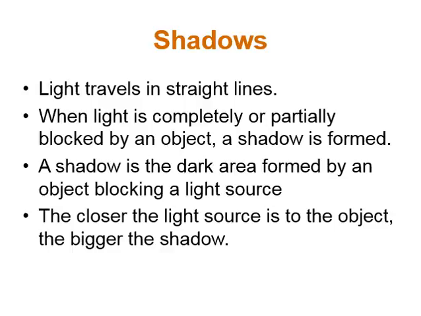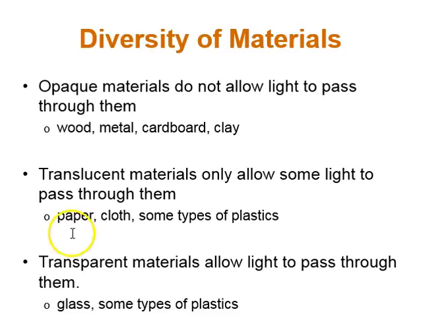All right. We also know that materials can be placed into three different categories when it comes to how light travels through them. We have opaque materials. They do not allow light to pass through. All right. And we have translucent, which allows only some light to pass through. And we have the transparent materials, which allows all light to pass through.